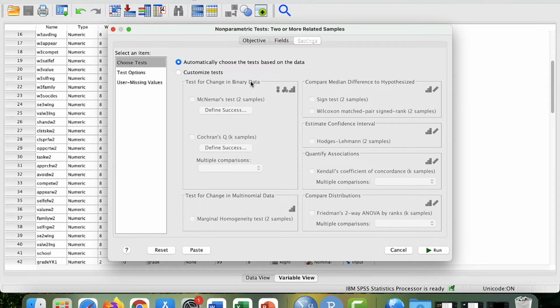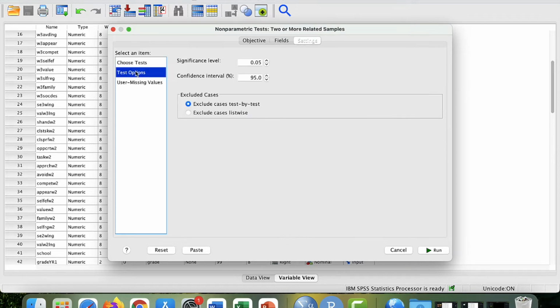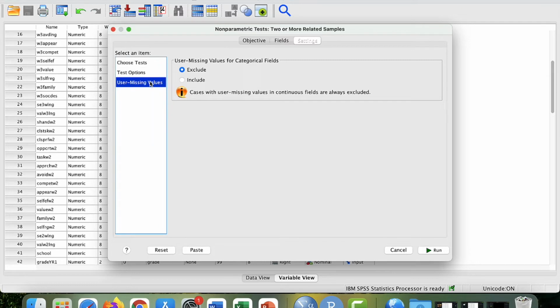But if I didn't want to do a Wilcoxon, if I wanted to do something else, I could pick some of these. Under Test Options, I can fiddle with the significance level. I'm going to leave this at 0.05, and the confidence interval. I'm going to exclude cases test by test. I'm only doing one test here, so test by test or listwise will be the same thing, but let's just go listwise. And this is saying, what do you do about the missing values? And I'm saying exclude all the missing values. And I hit run.